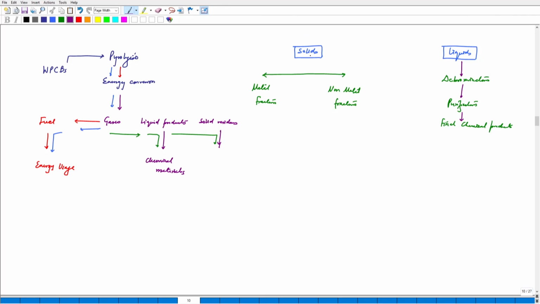Now in the case of solids, when we look at metal fraction and non-metal fractions, the non-metal fraction is basically synthetic products, and for metal fractions one has to purify and get the overall output, the final recovery.